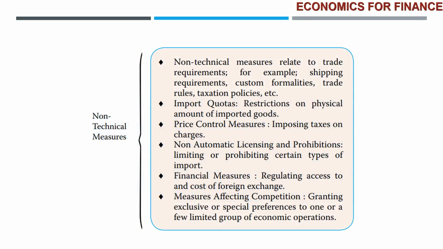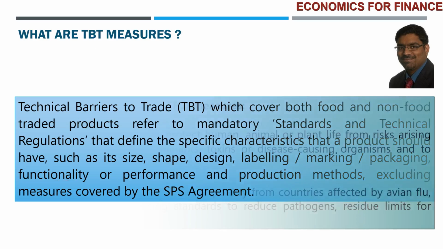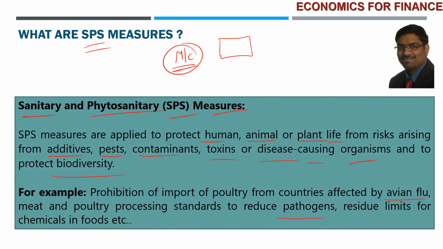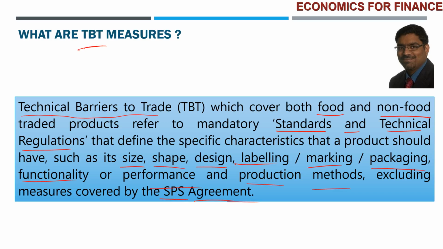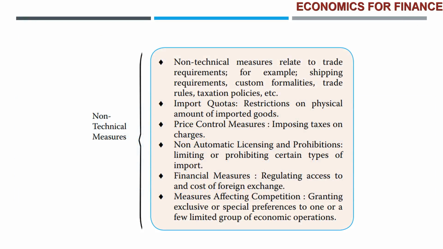Those are the two technical measures within non-tariff measures. One is SPS, the second one is TBT. Now moving on to non-technical measures, the list is actually endless. So many measures can be taken. Let us just quickly go through some of them. Non-technical measures relate to trade requirements, for example, shipping requirements, customs formalities, trade rules, taxation policies, etc. These are non-technical measures. We can make the life of exporters, meaning those who are exporting to our country, hell.